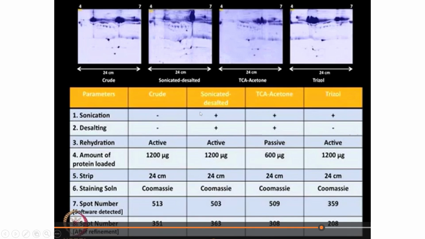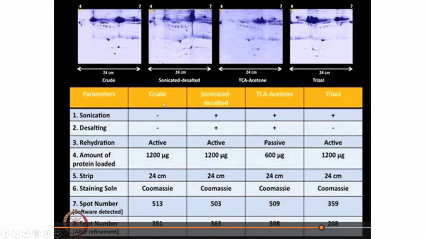In all of them, the amount of protein loaded is similar in these two, but in this one, the amount of protein loaded is less. That's the reason you can see a not so dense band compared to this, because the protein concentration added here is higher. The strip size of all of them is the same. All of them are stained with Coomassie blue, but the number of spots identified is different in all of them.